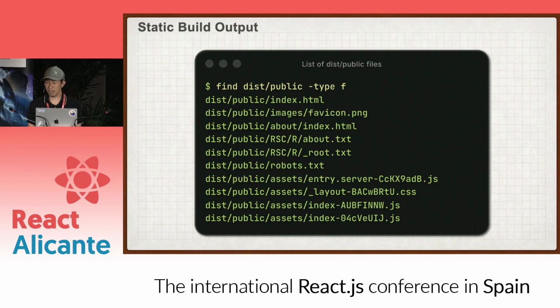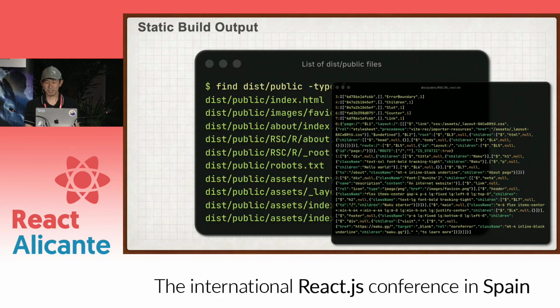They are the serialized React server components. If you are curious, you can open them. They are just text files. It looks like this. Anyway, to deploy the static site, upload this directory to any static hosting service.